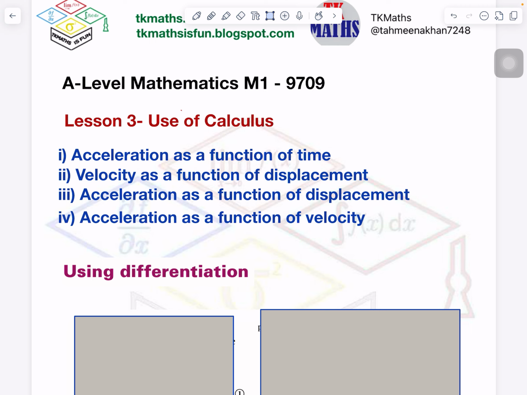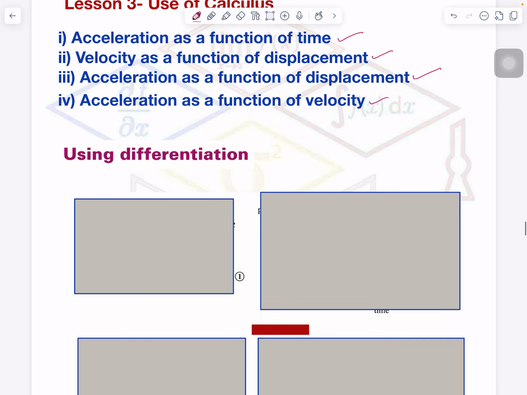So the main points are acceleration as a function of time, velocity as a function of displacement, acceleration as a function of displacement, acceleration as a function of velocity. So we will see here the use of differentiation and integration, and there will be only 2 videos which will cover the concept because it is a small concept, and prerequisite knowledge is that you should know how to differentiate and how to integrate. So let's see in which case we differentiate, right?